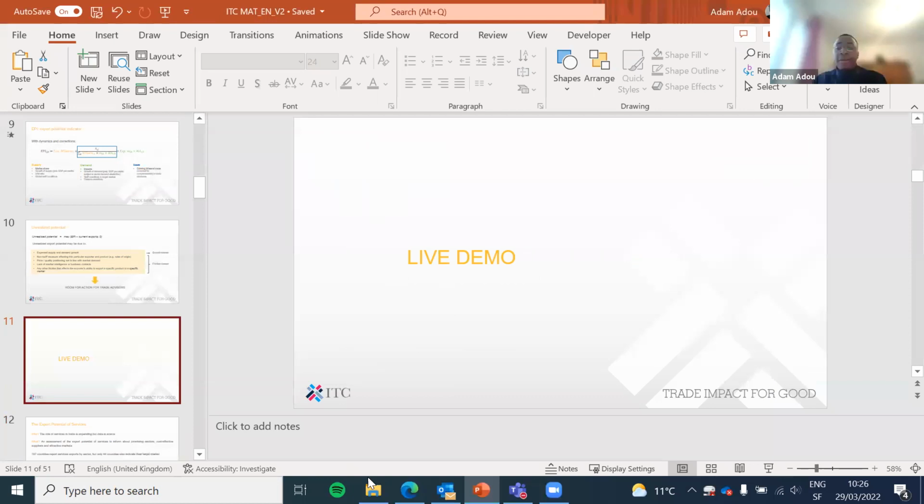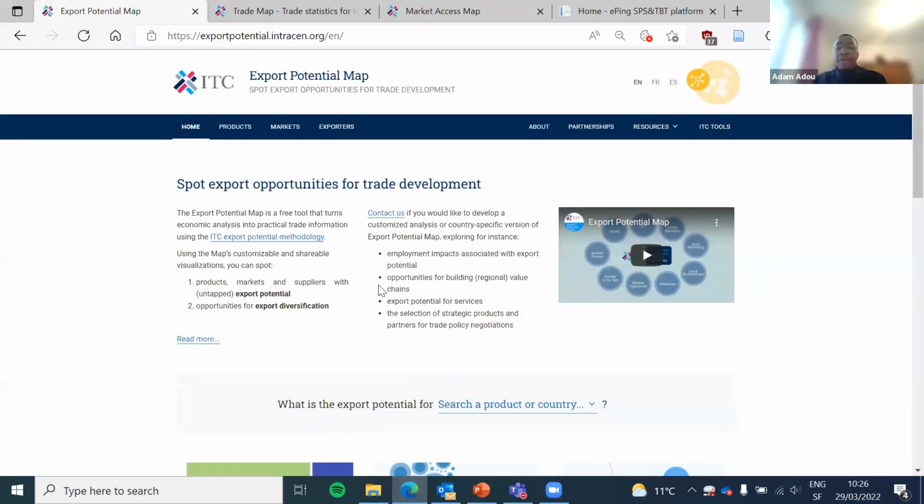Now, let's show a demo, which will be interesting. It's good to know what the tool is about, but it's even better to know how to use it. So let me show you. Going on exportpotential.intracen.org, you will find these pages, where you will have different modules that you can see on the tabs here. And you have the tab which links you to all the ITC market analysis tools. But now let's just focus on this one.